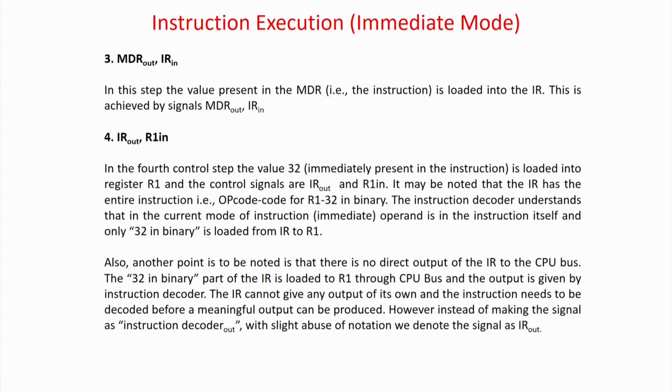Now, as it is an immediate instruction, we require just one more control step. In the instruction register we now have the value, load R1 32. So, that value of 32 has to be taken from the instruction register and dumped into register 1. So, the very obvious signals will be instruction register R out and R1 in. That is as simple as taking this step.